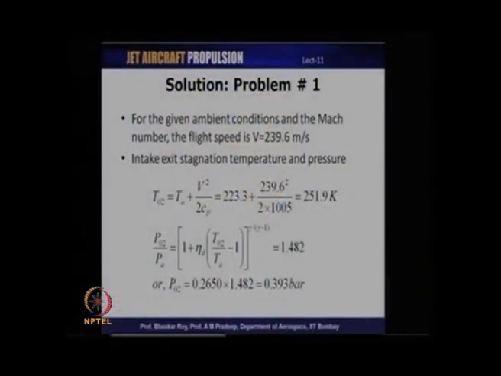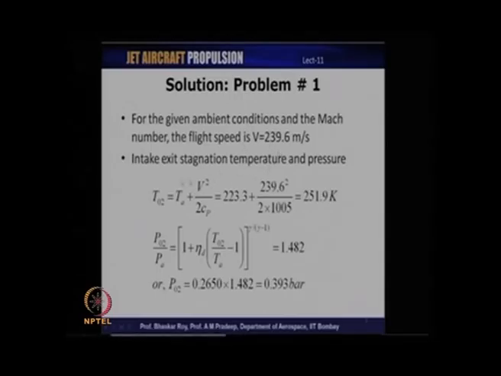So let us begin with the intake, where we have the intake inlet conditions, that is the ambient temperature, pressure, Mach number, and the intake efficiency. For the given ambient conditions, we can calculate the flight speed, because flight speed will be equal to Mach number times the speed of sound, that is square root of gamma RT. From that the flight speed comes out to be 239.6 meters per second. This is calculated because the Mach number is known and the ambient temperature is known, so we can calculate the speed of sound, which is square root of gamma RT. That multiplied by the Mach number gives us the flight speed.